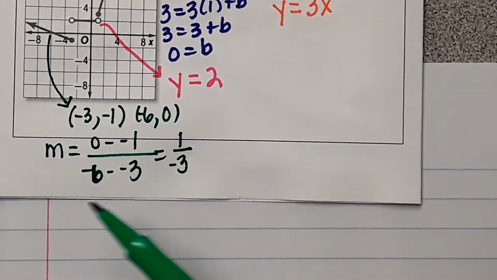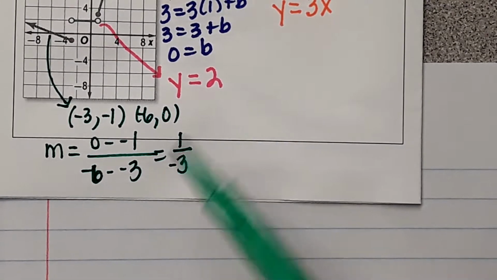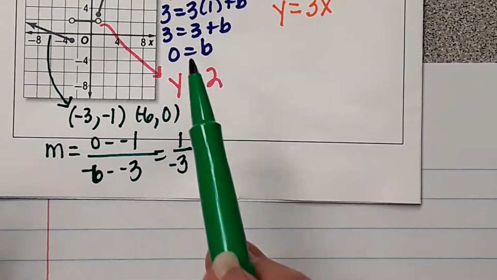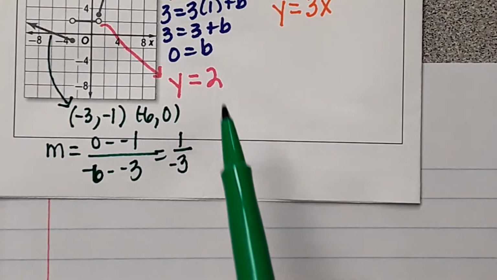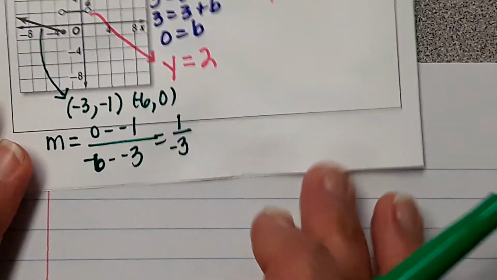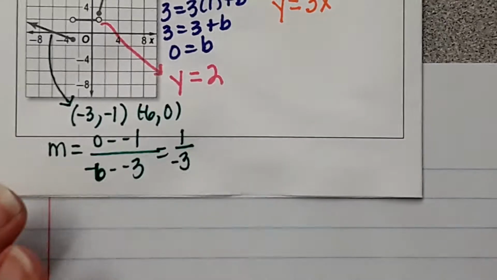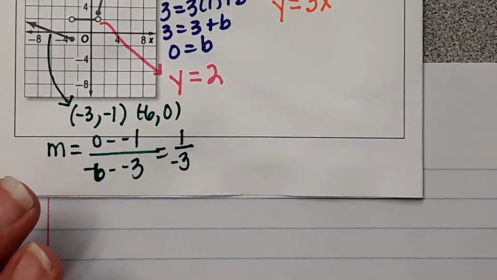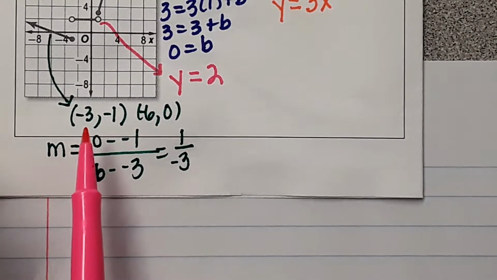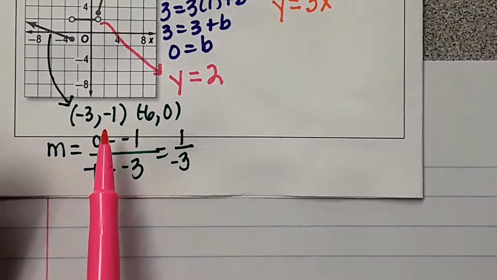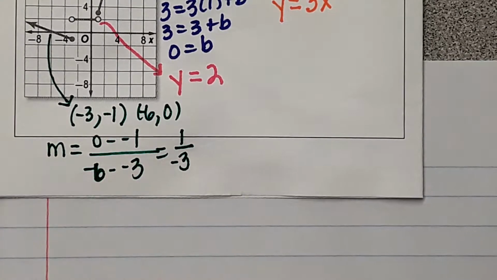Okay, so we found the slope. Now we need to find the y-intercept. So what do I want to plug in for y? Which point do you want to use? Do you want to use (-3, -1), or do you want to use (-6, 0)?